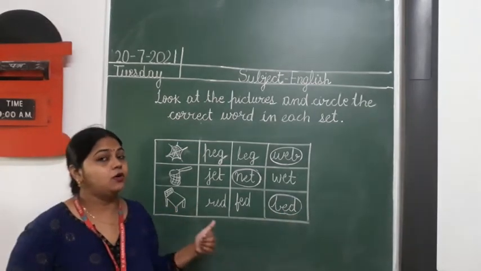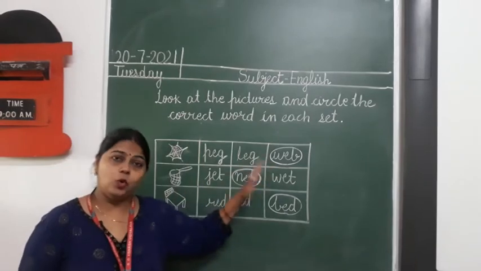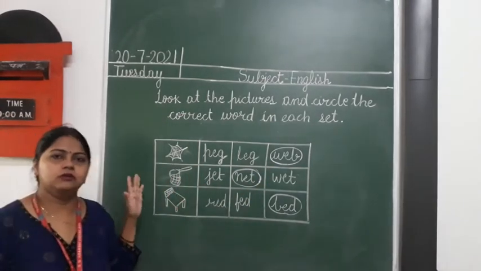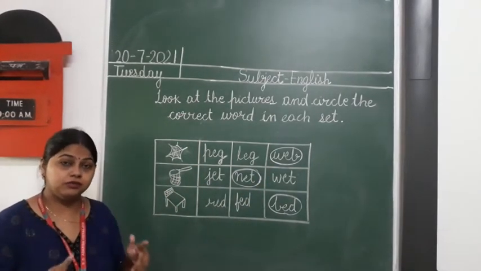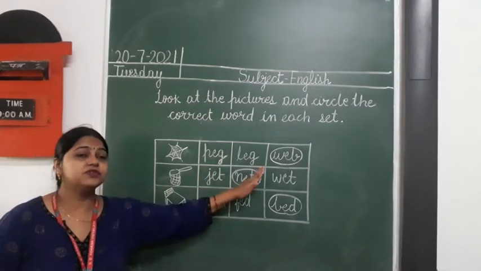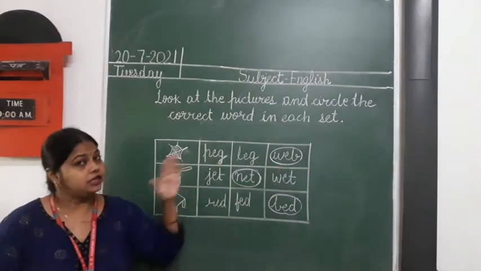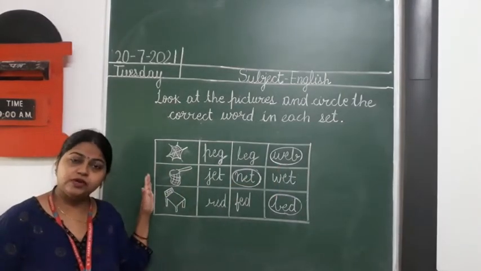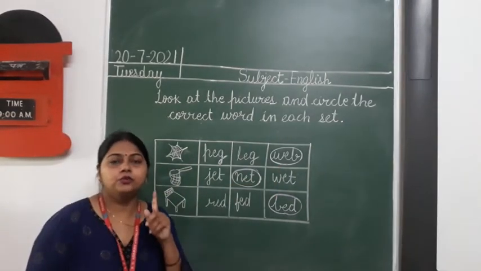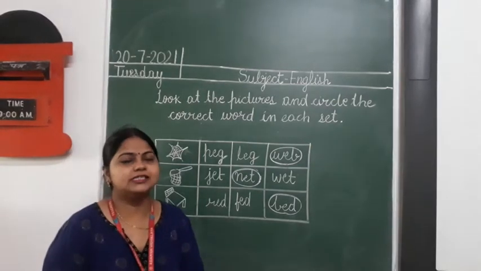Okay. Now, this work: only these pictures you will draw. Try to draw by yourself. Write these words and then circle the correct word. In your notebook, do this work. And the second thing, do one page of your English book. Let's start.